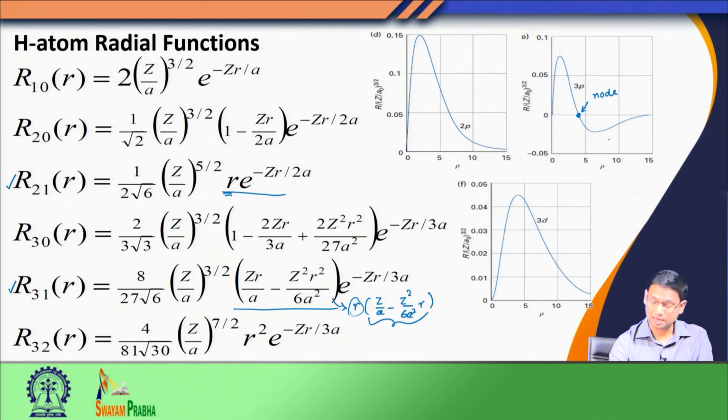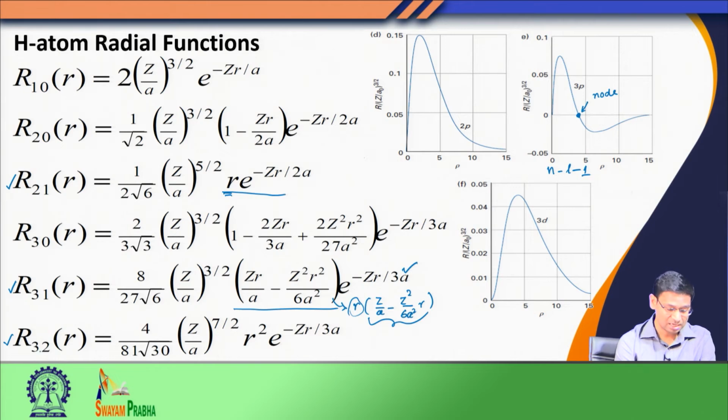And we will see that at moderate values of r, the radial function becomes negative, and then at larger values of r, the exponential function dominates, and the radial part of the function approaches 0 asymptotically. So again, the number of nodes should be n minus l minus 1. We have looked at 3p, which should have one node, and now let us look at 3d.